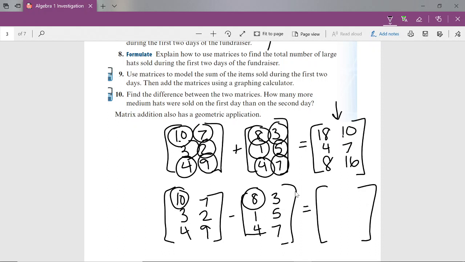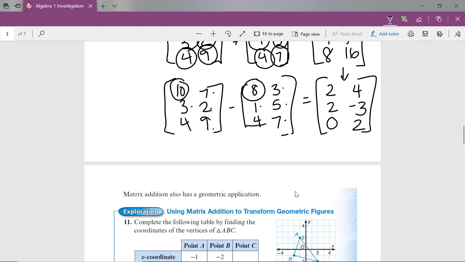So 10 with 8 gives me 2. So 10 minus 8, 7 minus 3, 3 minus 1, 2 minus 5, 4 minus 4, and 9 minus 7. Okay, so we would say the difference between these two matrices is shown in this second matrix here. So we can add and subtract with these matrices if they are the same size, so that we can get totals or differences between different amounts for situations.